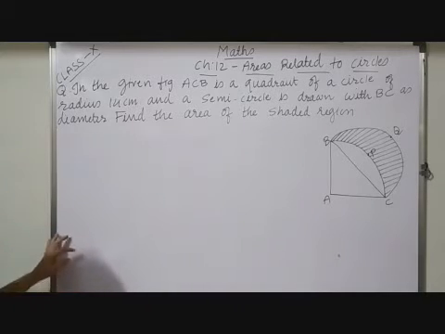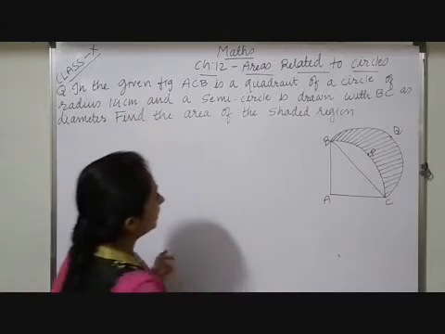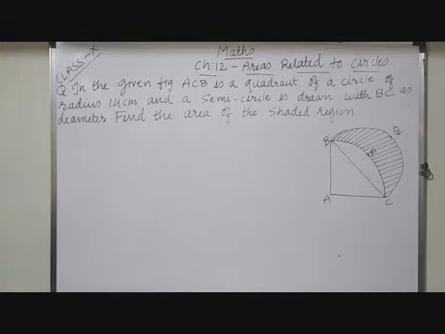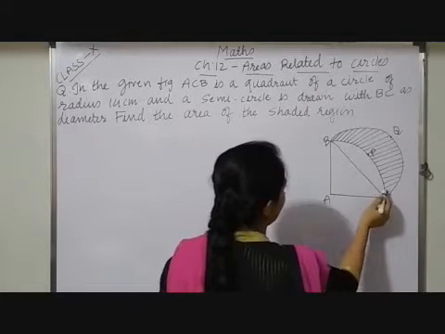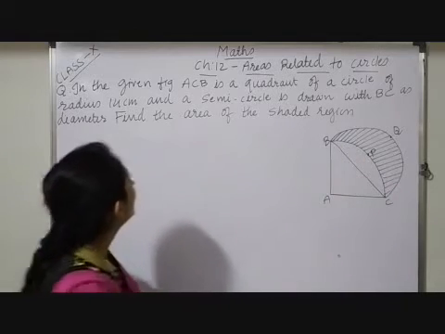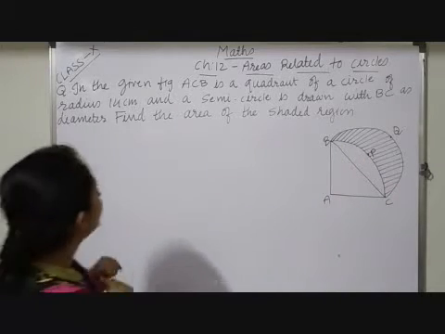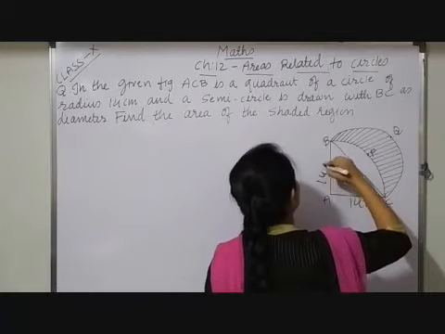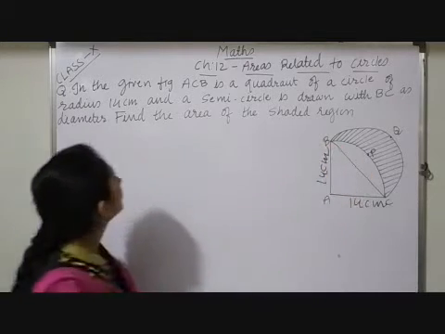Children, your question is here. In the given figure, ACB is a quadrant of a circle of radius 14 centimeter. So the length of AC is given as 14, and this one is also 14 centimeter.